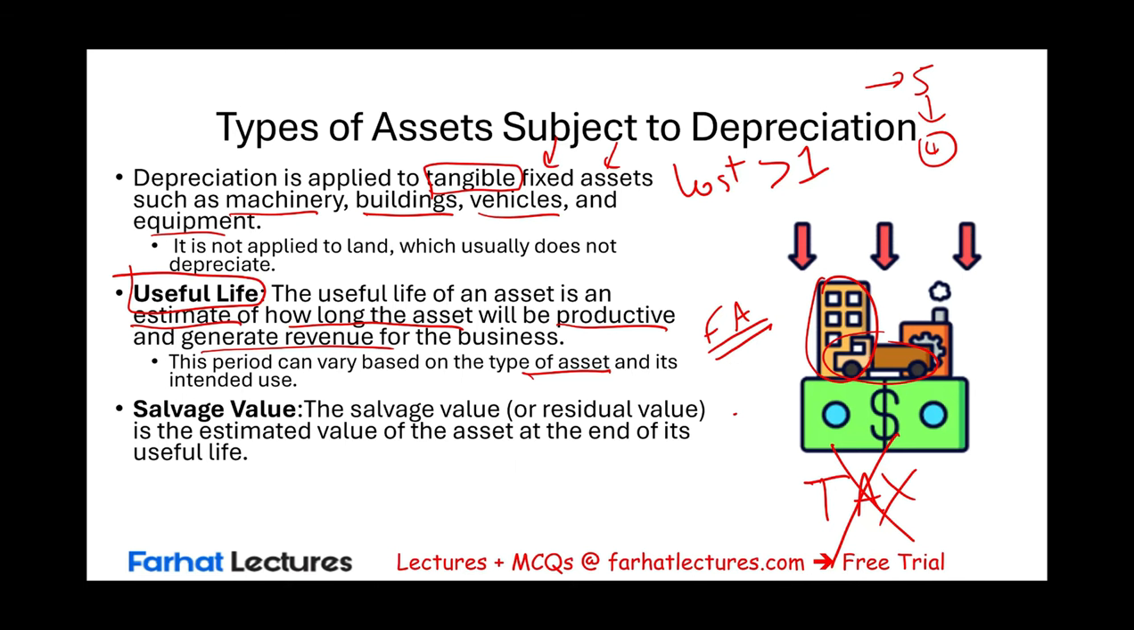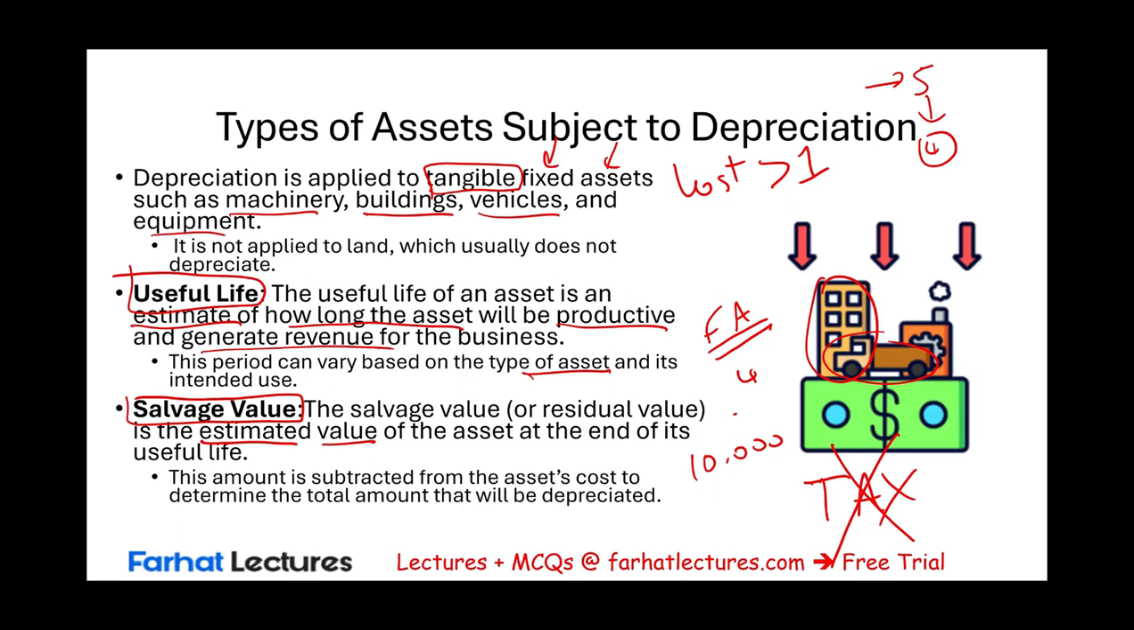The other term we need to be familiar with is something called the salvage value. So when we buy an asset, you remember that truck that I purchased for $10,000? Well, this asset could have a salvage value. The salvage value is another estimate. It's an estimated value of how much we can sell this asset for at the end of its 4 years. So for the purpose of my example, let's assume the amount is $2,000. So this amount is subtracted from the asset cost to determine the amount to be depreciated.